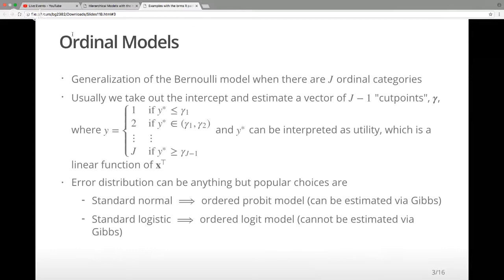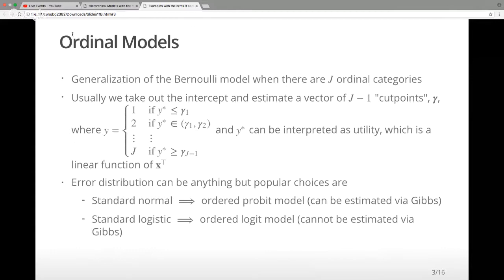Both of these, if J is exactly 2, and so you have two categories, simplify to the conventional binary probit model and binary logit model. However, in that case, we usually fix the only cut point to be 0 and estimate an intercept. As we'll see in a second, the intercept and one of the cut points are basically interchangeable, because you could shift one by some value and shift the other by the same amount, and you would get exactly the same distribution of observed values y.